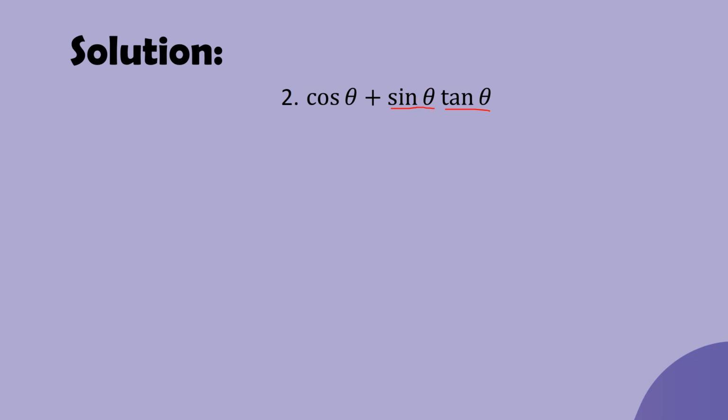Kapag ganyan nangyari, it is a good strategy to convert everything to sines and cosines. Kasi every trigonometric ratio can be expressed in terms of sine and cosine naman. So, I don't think there's a problem with that. So, alin dyan yung hindi pa sine at cosine? Si tangent. So, what we can do is to express tangent in terms of sine and cosine. And what do we have? Conveniently, we have a ratio identity. Yung tangent theta is equal to sine theta divided by cosine theta. And that is what we're going to do to substitute.